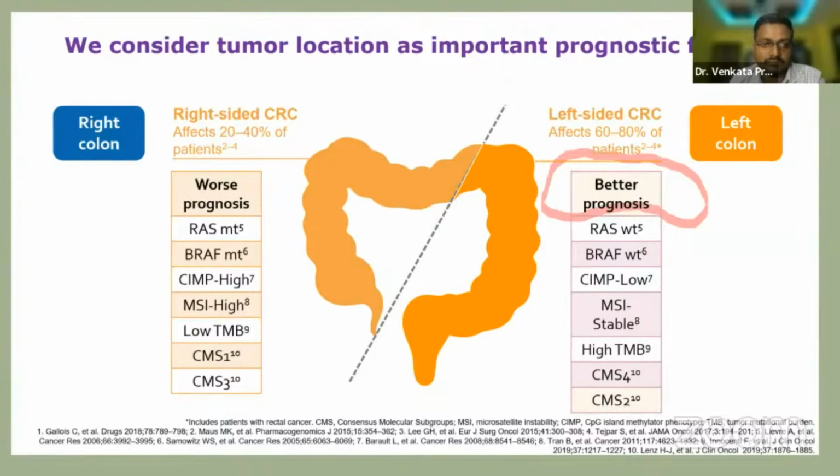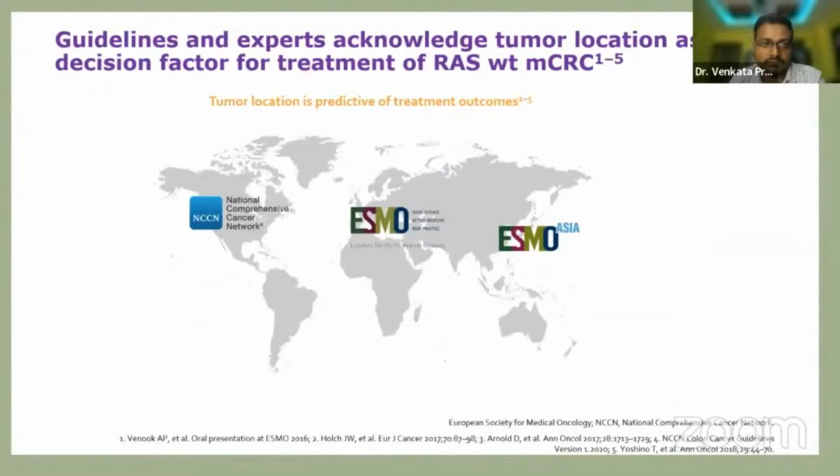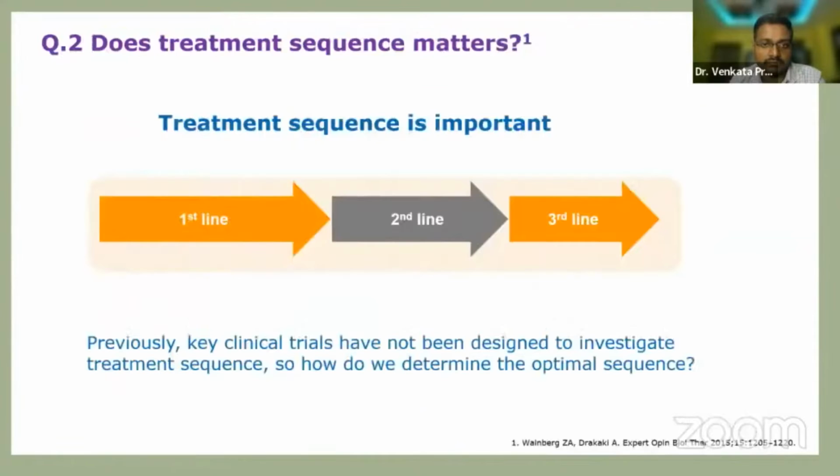Can I go to the next slide, please? Of course, the various guidelines, whether this is NCCN, ESMO, or ESMO Asia, everything suggests that the right-sided tumor probably does worse.